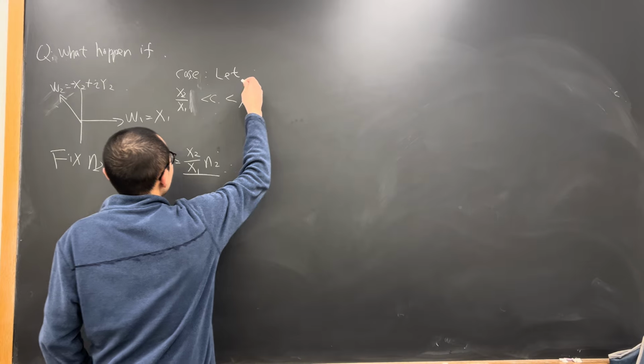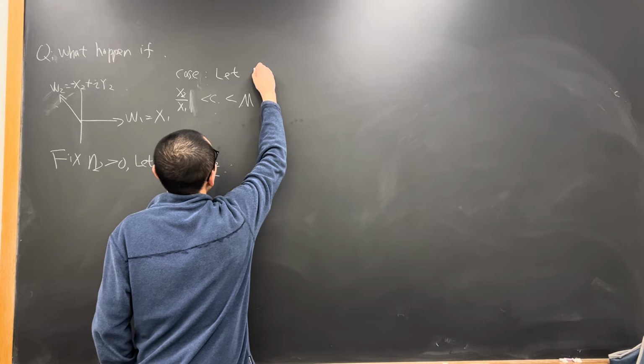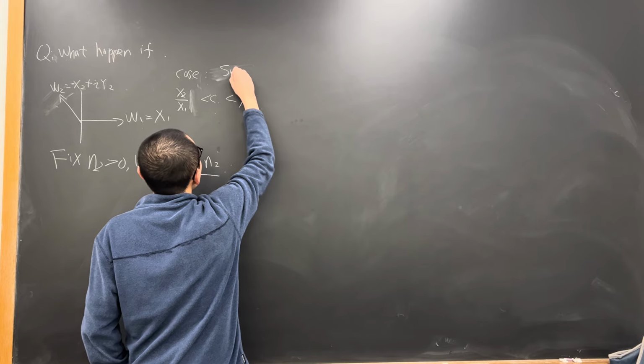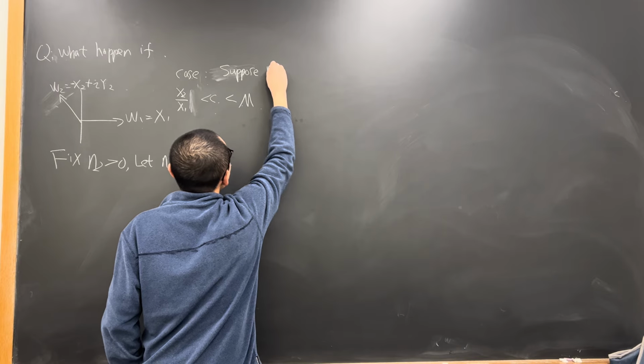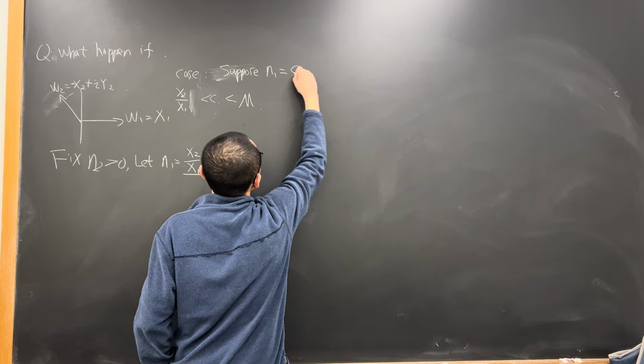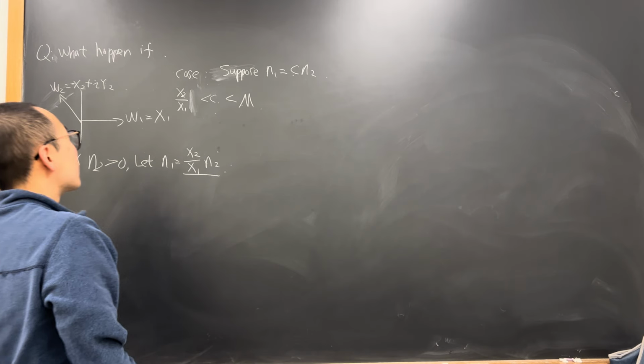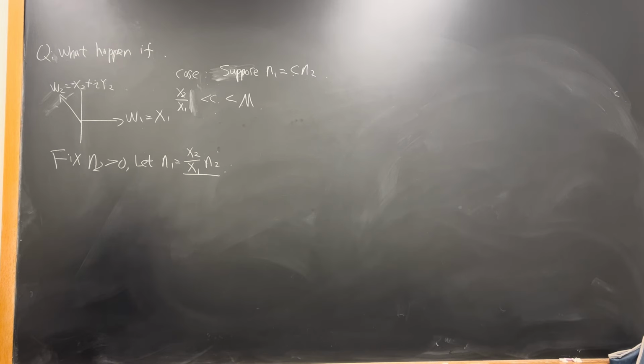Let me just say suppose N1 is equal to C times N2. What happens if this C is between x2 over x1 and the other bound?